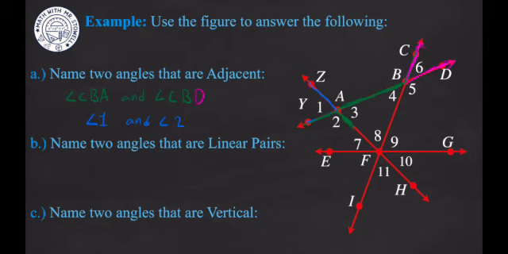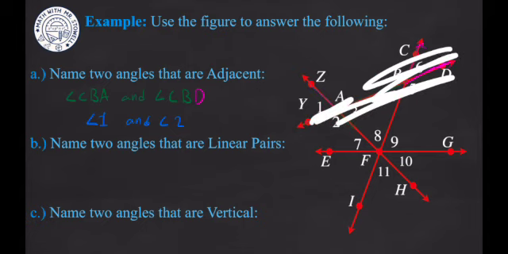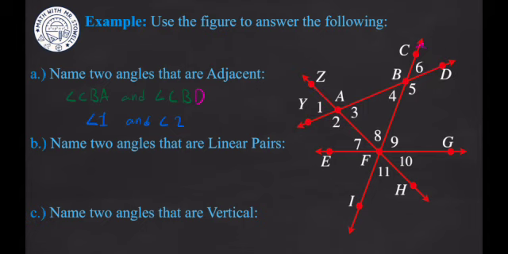We have part B. Name 2 angles that are linear pairs. Remember, linear pairs have to be adjacent and they have to form a straight line. They have to be opposite rays. So for a linear pair, we can say angle 1 and angle 2 are linear pairs. They are adjacent to each other. They share ray AY, and ray AZ and AF are opposite rays. This ray and this ray are opposite rays. They are a linear pair.